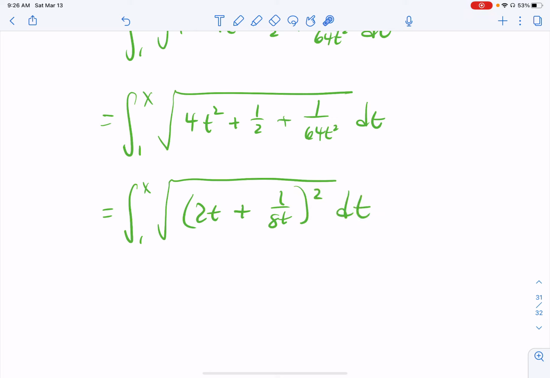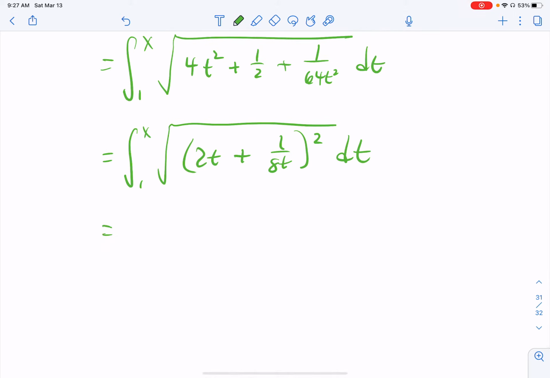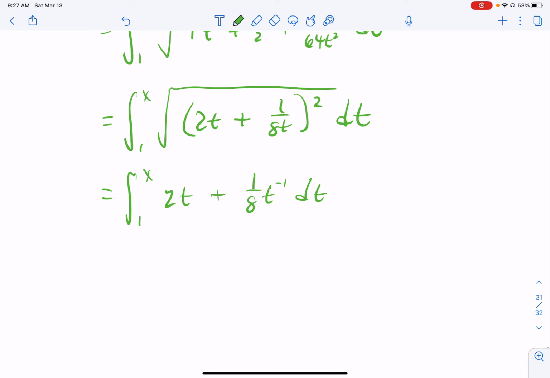And the square and the square root are going to cancel each other out to give me just the integral from 1 to x of 2t. I was about to put an x again. Plus 1 over 8t. I'm going to rewrite this one, though: 1/8 t to the negative 1 dt. Because now I can take the antiderivative term by term. And that's going to be 2t squared over 2, so just t squared.